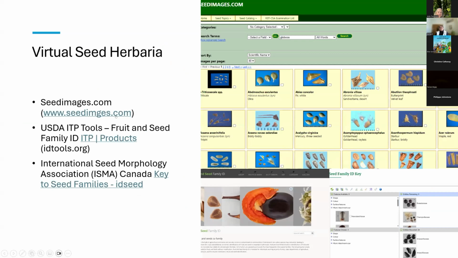So as I said, we have seedimages.com. If you're interested in finding out more about that, you can go to the link here. The USDA ITP tools, if you're interested in checking that out, is linked here. And then there's a third, Virtual Seederberry, that is funded by the International Seed Morphology Association in Canada. And these two, the USDA and the ISMA sites, only go to family, where seedimages.com will actually go to genus and species.